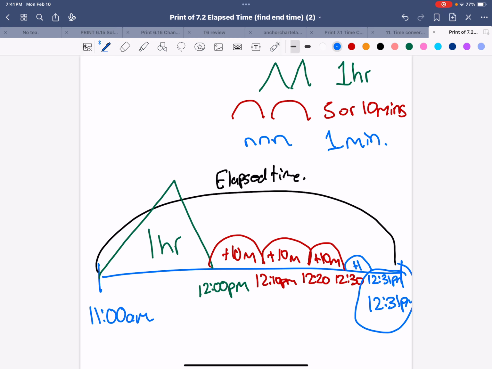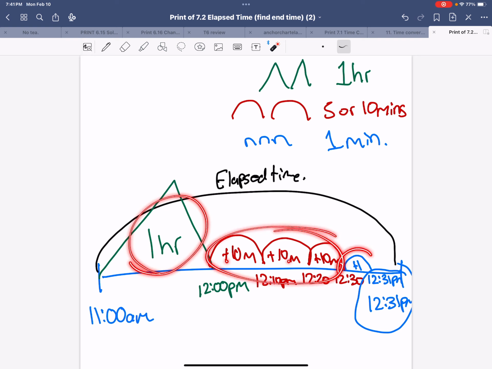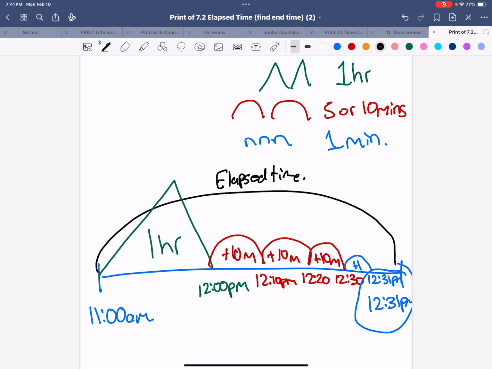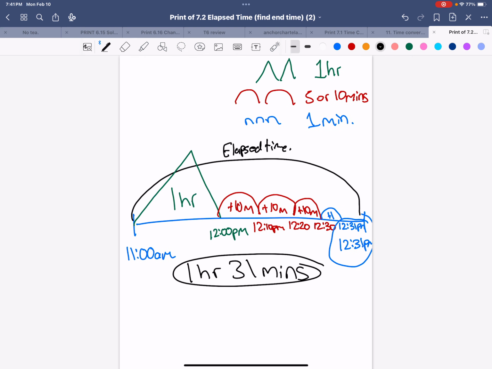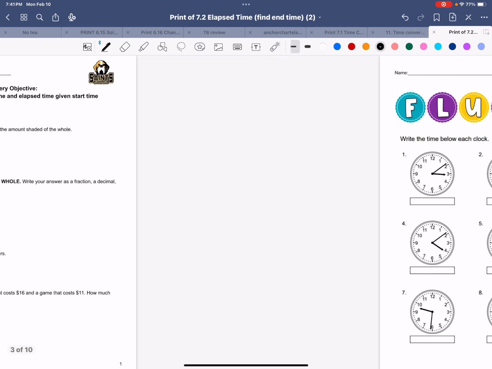Beautiful. Now let's see our elapsed time. I can figure that out by adding my mountains, hills, and rocks. So far I have 1 hour over here, and I have 10, 20, 30 minutes and 1 minute. 1 hour and 31 minutes. My elapsed time is 1 hour and 31 minutes. We're going to use this key to do our lesson today. So let's move on to our explore right now.